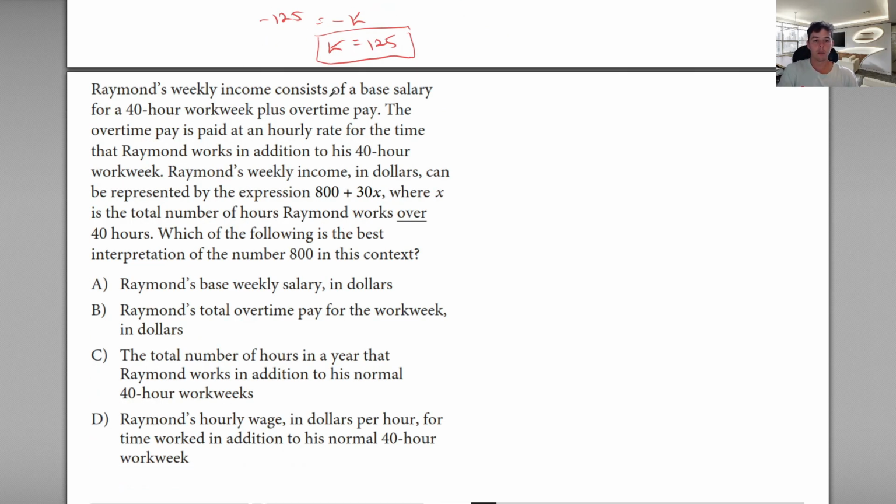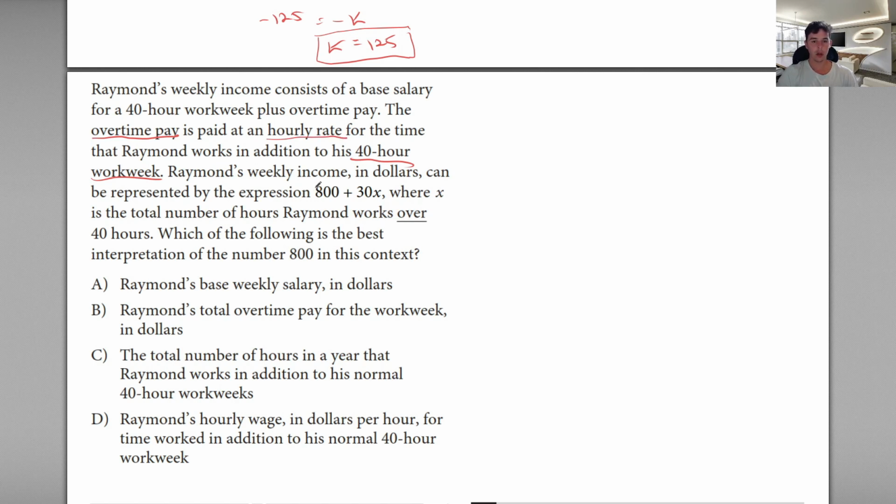Raymond's weekly income. Again, if you know how to do those questions, you can always skip it. So Raymond's weekly income consists of a base salary for a 40-hour work week plus overtime pay. The overtime pay is paid at an hourly rate for the time that Raymond works in addition to his 40-hour work week. Okay, so we got the 40-hour work week and we got the overtime pay. And this is in hourly rate, okay? That means it's a slope.